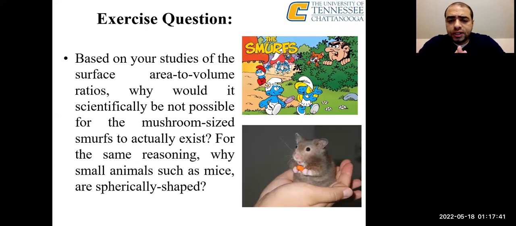Now, that's for the same reasoning. The small warm-blooded animals, like for example, mice, rabbits, or any other animals, you'll see that they are spherical in shape. Why? Because this is how they reduce heat loss as much as possible. Otherwise, even then, they still need to eat. They spend a lot of their time just eating to compensate for the heat loss. And the spherical shape actually reduces the heat loss as much as possible.